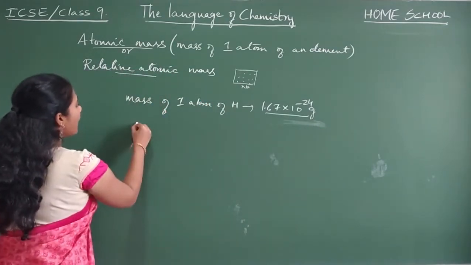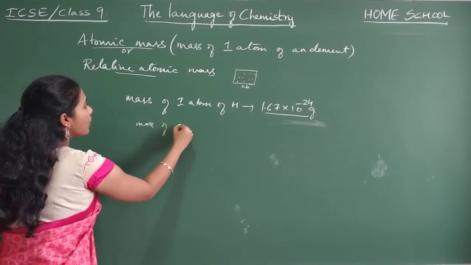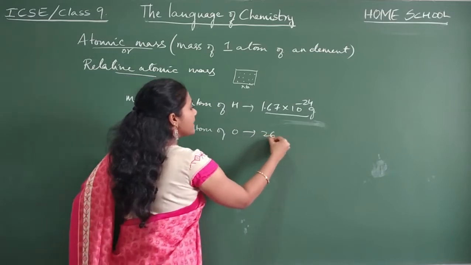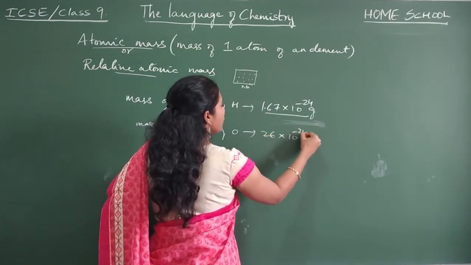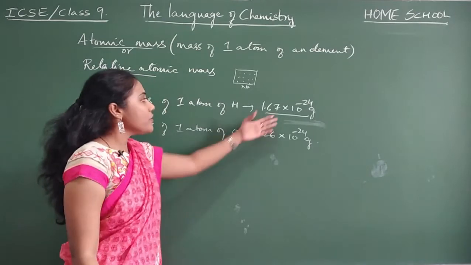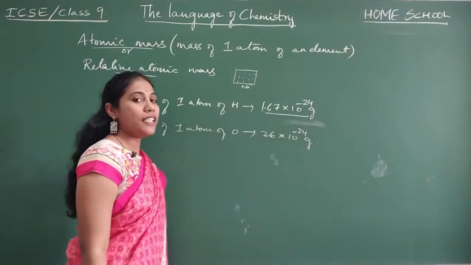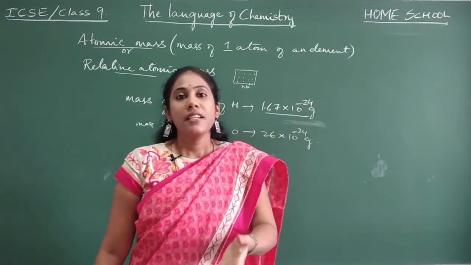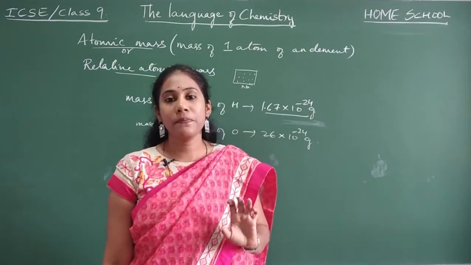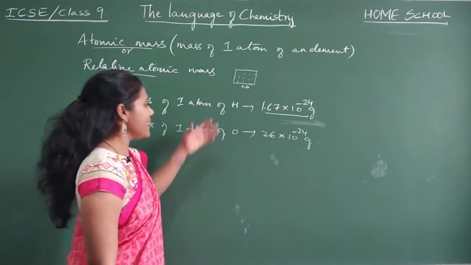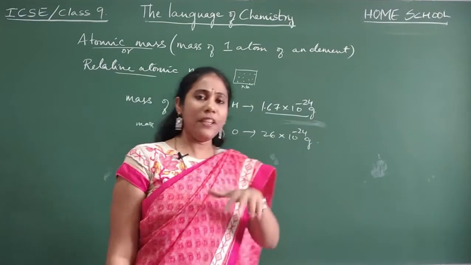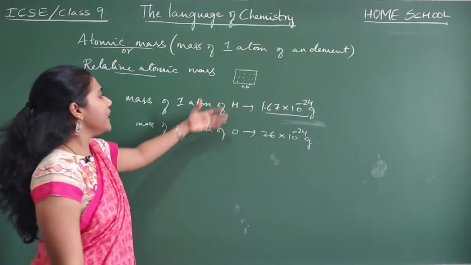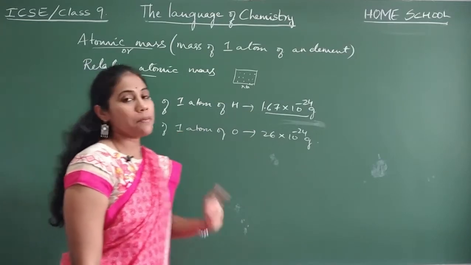And also they found the mass of one atom of oxygen was 26 into 10 to the power of minus 24 grams. You see the numbers, 10 to the power of minus 24 in the sense what? 0.000, 24 zeros will come. Such a small number. And this is how they found every element's atomic mass. Initially, they found the hydrogen atom's mass and the oxygen atom's mass.